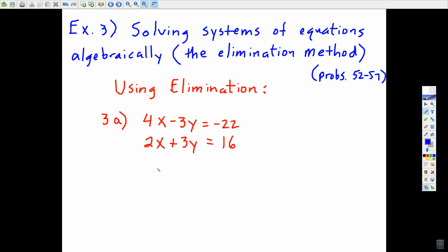Okay, so finally, my last set of examples involves elimination. We've already looked at elimination in a previous example when we were graphing.